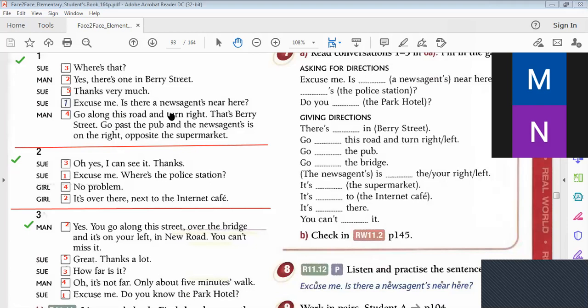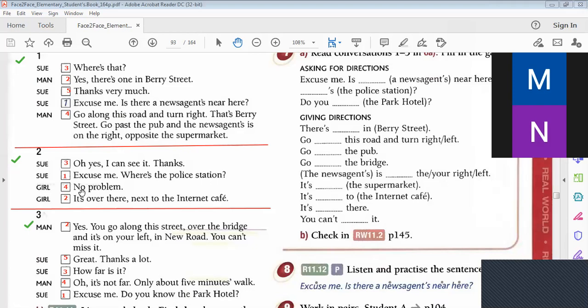Excuse me, is there a new gym near here? Yes, there's one in Berry Street. Where is that? Go along this road and turn right. That's Berry Street. Go past the pub and the newsagent is on the right opposite the supermarket. Thanks very much.